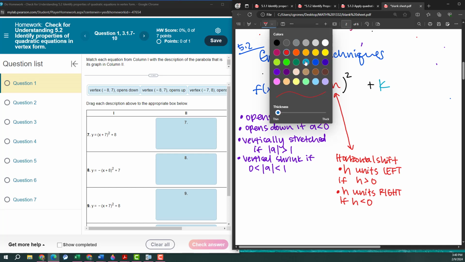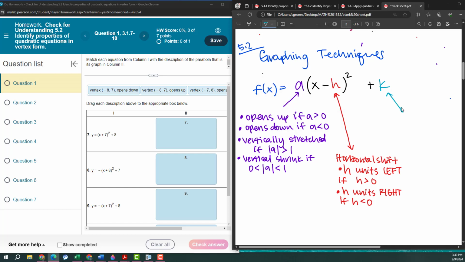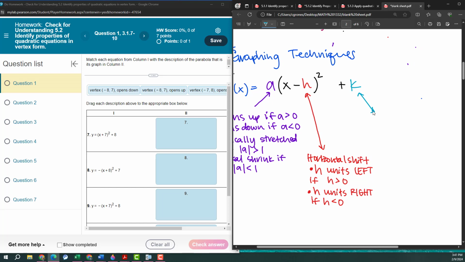And then the last piece is k. So k is our vertical shift. And it goes k units up if k is greater than 0. And then it goes k units down if k is less than 0. All right.